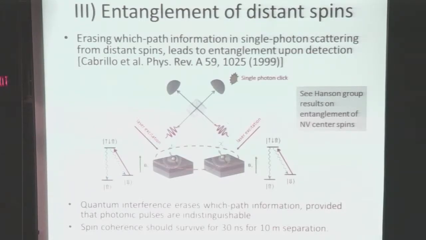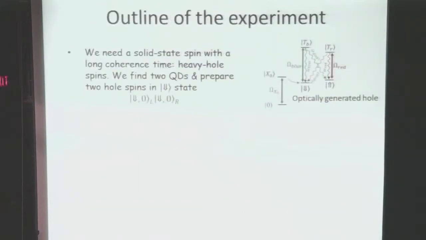And then you take the two probability amplitudes for these two photon pulses and mix them in a beam splitter, to the extent that the photons are indistinguishable. When you see a click on one of the detectors, you have no way of saying if it was this spin that has emitted the photon, or the other one. And this is the basic idea of the spin-spin entanglement.